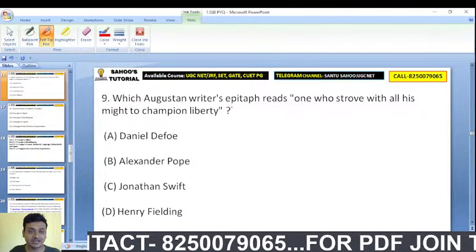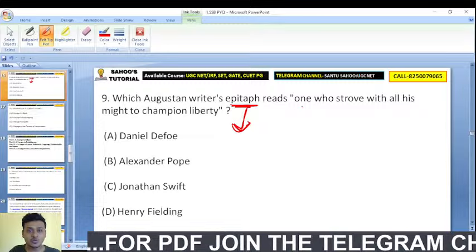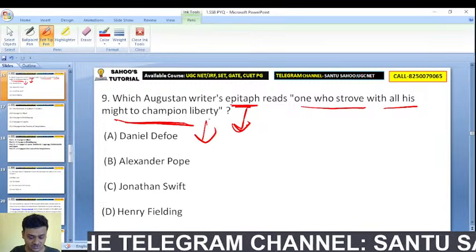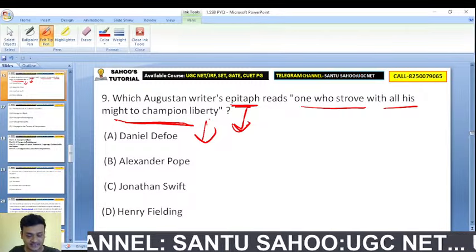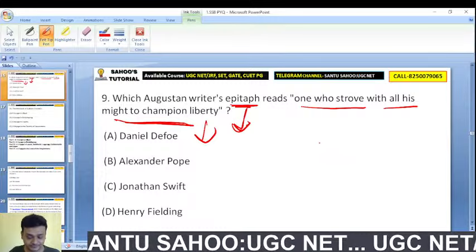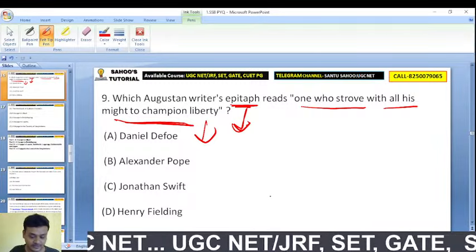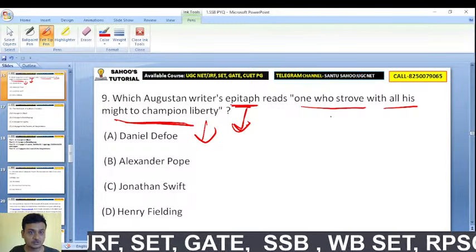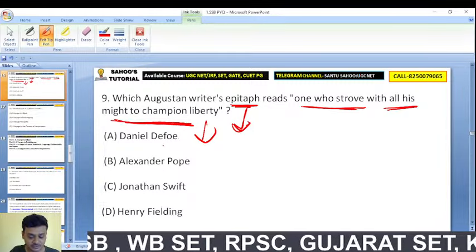Which Augustan writer's epithet? Okay, there is a famous epithet that reads like one who strove with all his might to champion liberty. And I'm giving a clue: he is a hater of human beings. He's a misanthropist, okay. He is a hater of human beings. This is the clue. One who strove with all his might to champion liberty.